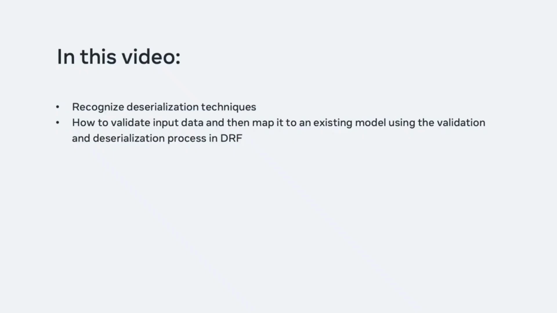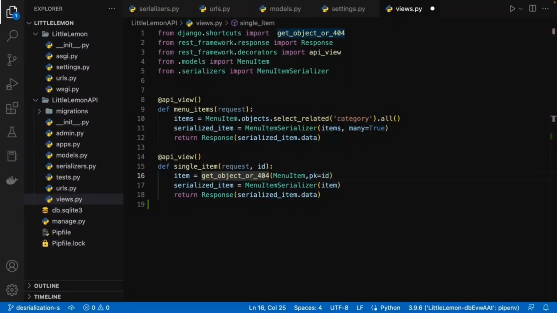Deserialization is the opposite process of serialization, and it happens when the client sends some data to your API endpoints and DRF maps that data to an existing model. This video will teach you how to deserialize and validate the request data in your API. Let's start with the Little Lemon project where you left off.